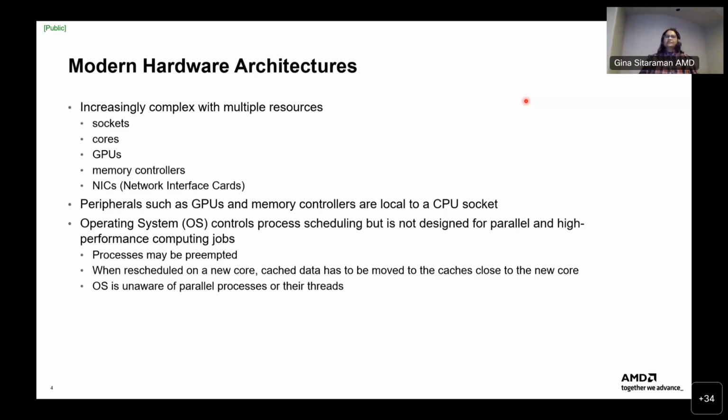And you know, normally the operating system controls process scheduling, but the operating system is not designed for high performance computing jobs and parallel jobs. So what might happen is we spawn processes, but they may get preempted for another higher priority process, or for whatever reason, the operating system makes some decisions. And when such preemptions and rescheduling happens, the data that was cached for that process has to be moved from one set of caches to the caches that are closer to the new core where the process is going to run next. So the operating system is unaware of parallel processes or their threads. So this is what we have today.